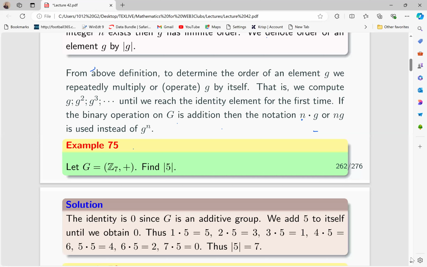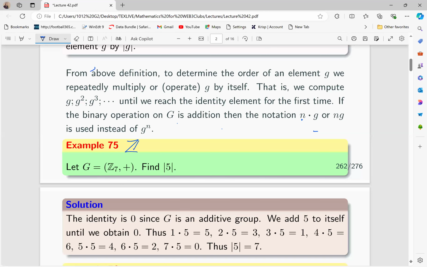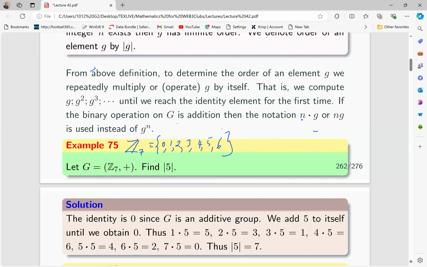So you just begin. Of course, you know what Z7 is. Z7 has elements 0, 1, 2, 3, 4, 5, 6. We are doing up to n minus 1. So the question is, what element, when multiplied by 5, out of these elements, gives 0? The elements you are considering must be less than 7.